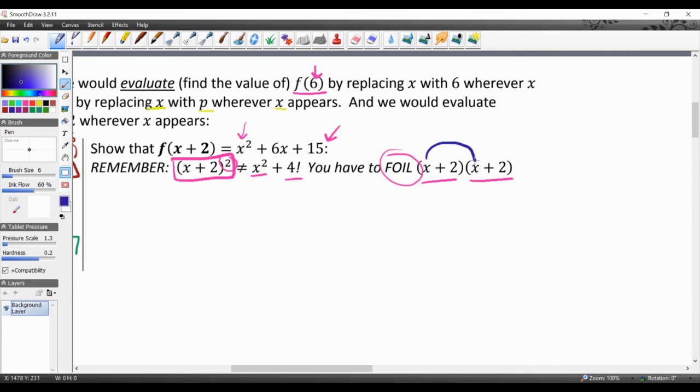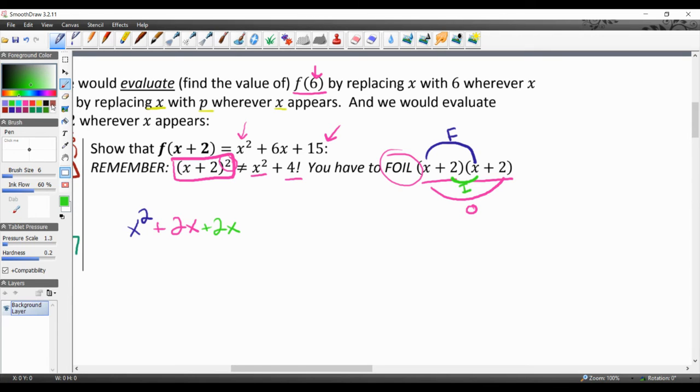We have first, which is the first term times the first term. So that's our F. X times x is x squared. And then we have the outer. So we're going to look at x times 2. So this is our outer. X times 2 is 2x, and it's positive because that's a positive 2. And then we have the I for inner. So this is our I. And that's also going to be plus 2x.